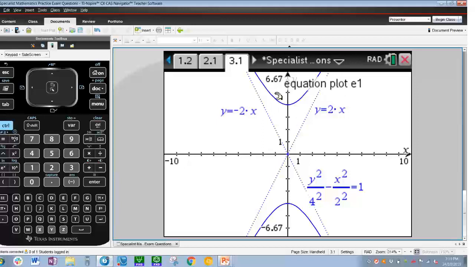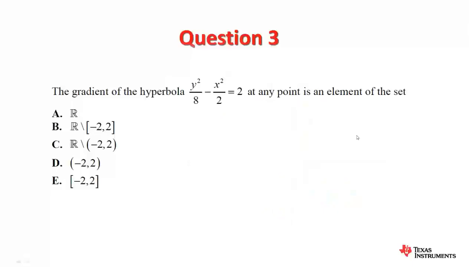Just to make sure that we've got the right idea, we can go back to the bottom. And again, if you move to the left, as you can see here, the tangents will never increase past 2 in terms of their gradient. And on the right-hand side, the tangents will never decrease past negative 2. Therefore, all the possible gradients on this hyperbola exist between negative 2 and 2, not inclusive. This corresponds to option D, which is negative 2 and 2 with round brackets because they're not included.